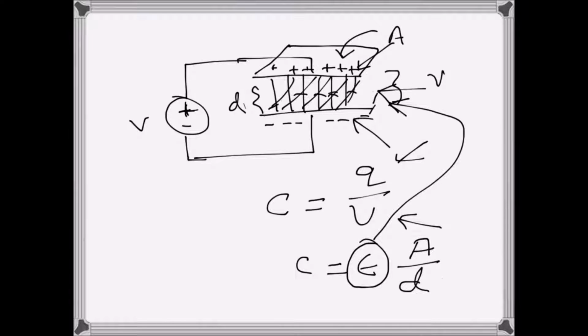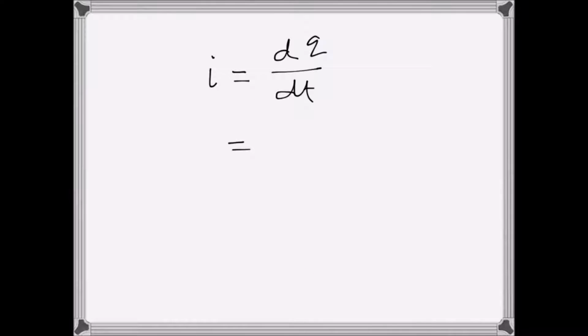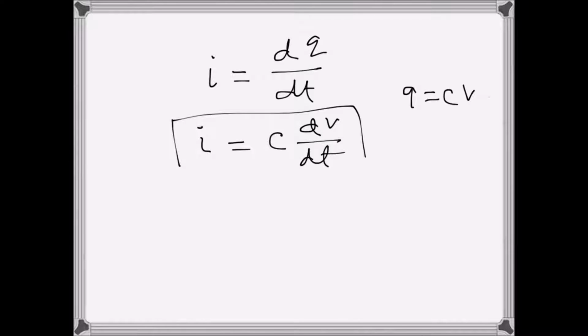And the current here is given. We know that current is dq over dt, and if we substitute q, we can write q is equal to CV, so that will be C dV over dt. So instead of q we can write CV. That gives the current through the capacitor, and the current is expressed like that.